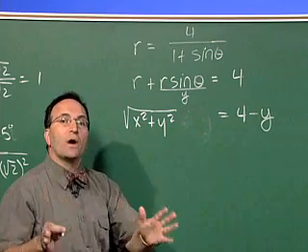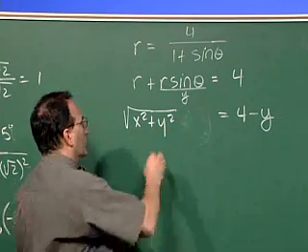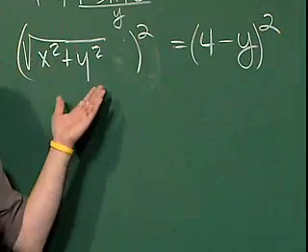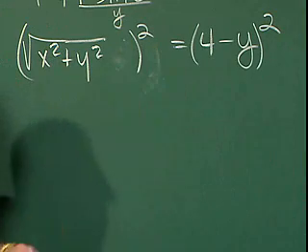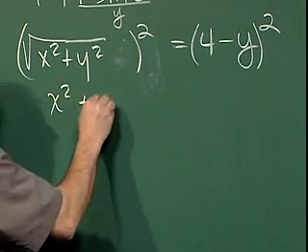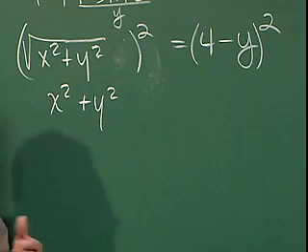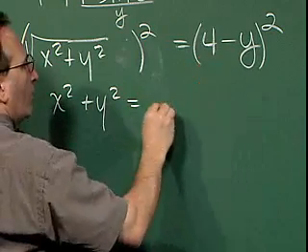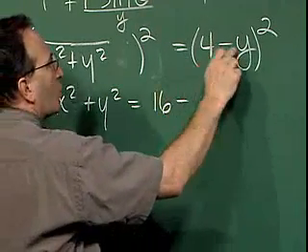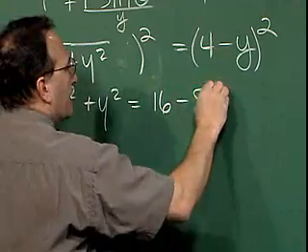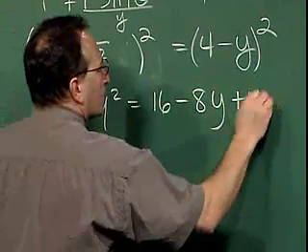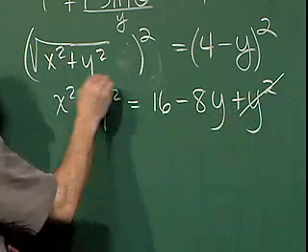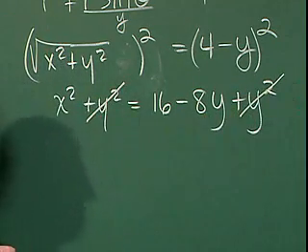Then I need to square both sides to eliminate the square root. Now on the left-hand side, it simplifies to x squared plus y squared. Square root eliminated. On the right-hand side, we have to expand the binomial. 4 squared is 16, minus twice the product of this, so it would be minus 8y plus y squared. The y squareds cancel each other out.